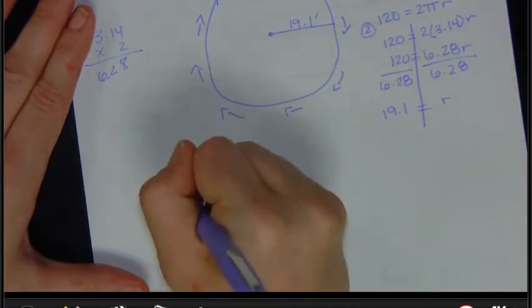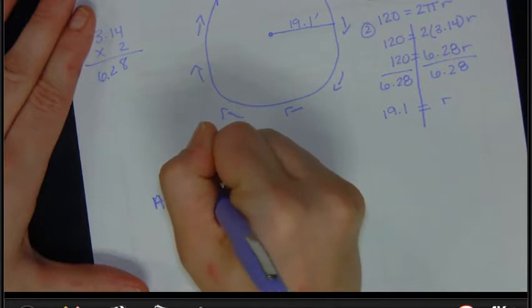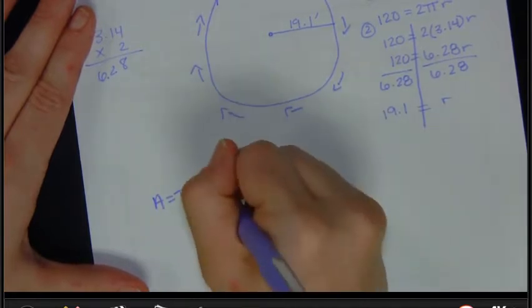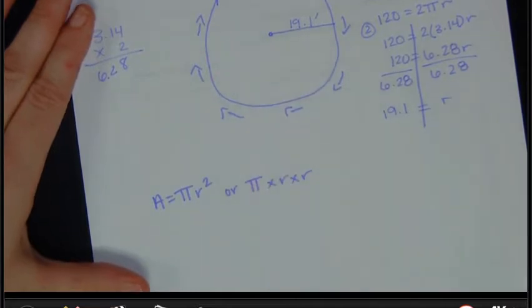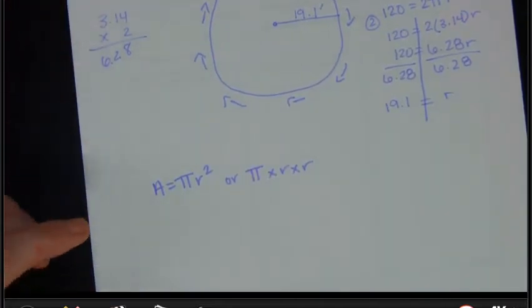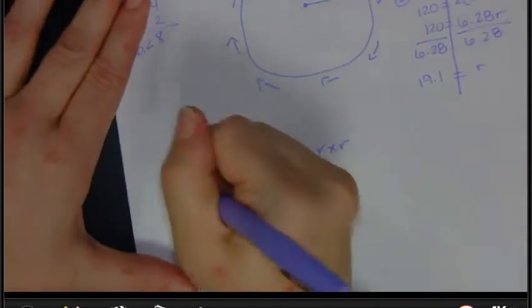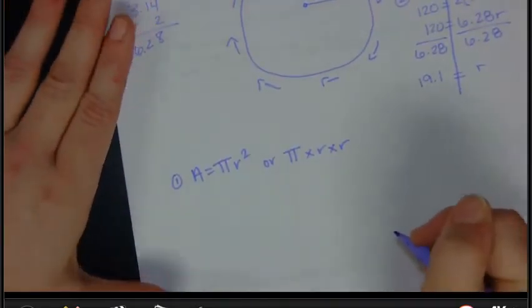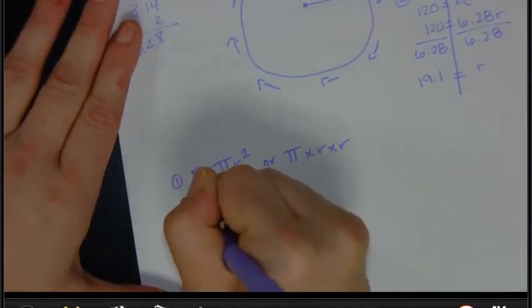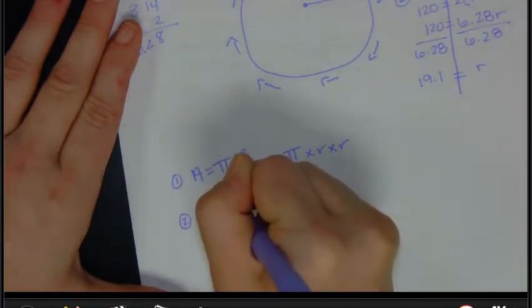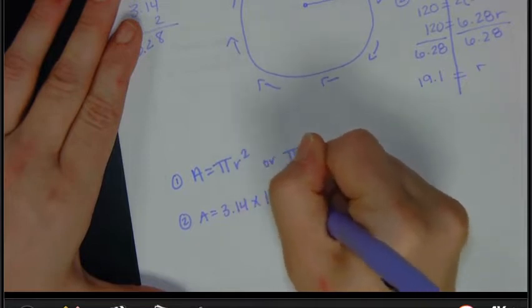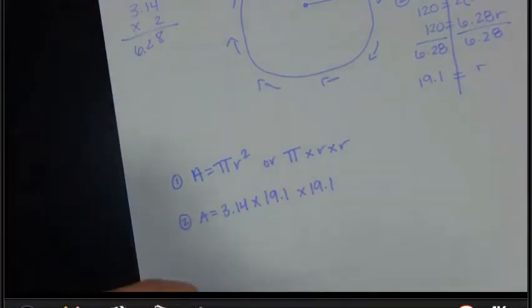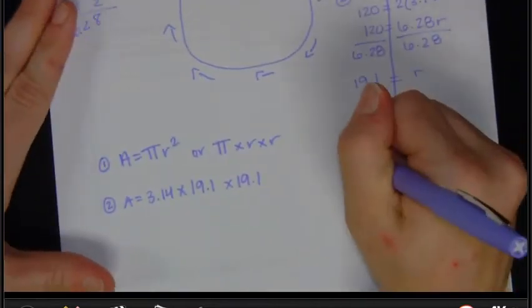I know that my formula for the area of a circle is pi r squared, or pi times r times r. R times r is the same thing as r squared. First step is to write my formula. Second step is to spread it out: 3.14 times my radius again, so radius squared. Let's go over here off to the side.